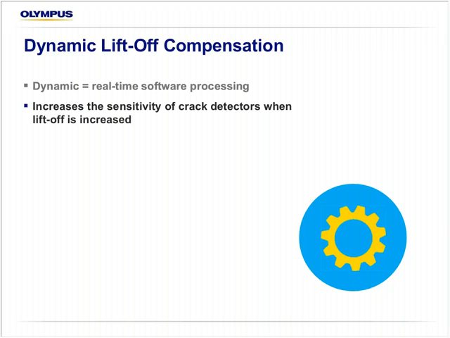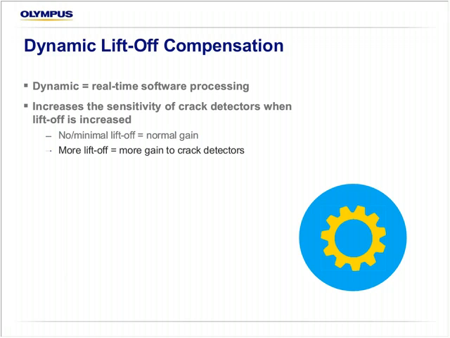It increases the sensitivity of the crack detectors when the lift-off is increased, as opposed to the opposite physical phenomenon. As an example, if there is no or minimal lift-off, the gain is normal. But if there's more lift-off, there's more gain applied to the sensors. This is done to maintain a uniform sensitivity independently from the lift-off, and it's good because the lift-off is mainly produced by the weld geometry, which is certainly not very much predictable.